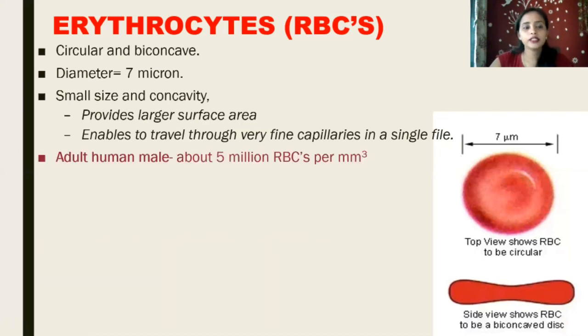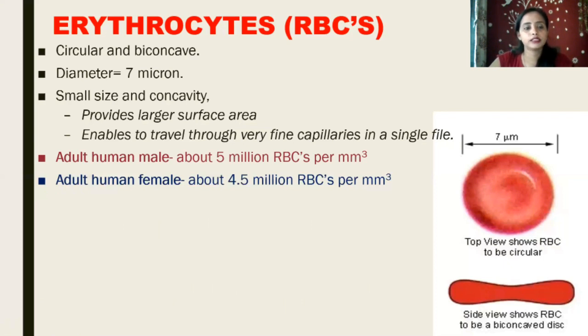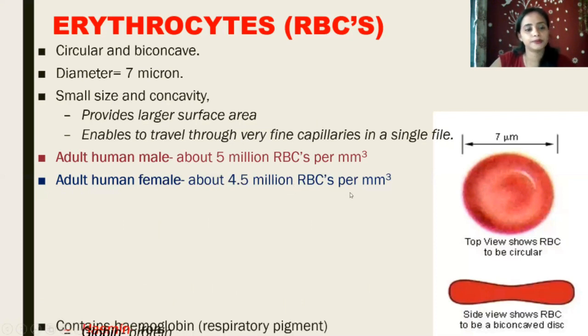Now number. Adult human male contains approximately, see, when we come to number, it is approximation. Adult human male contains approximately 5 million RBCs per millimeter cube. You can understand millimeter cube is we can say a single drop. So that particular single drop is going to contain 5 million red blood cells. Okay, and in human adult female, the number of RBC is comparatively less. That is 4.5 million red blood cells per millimeter cube.